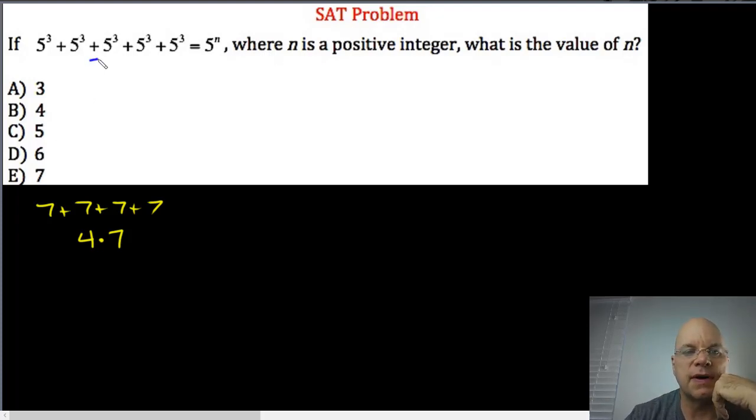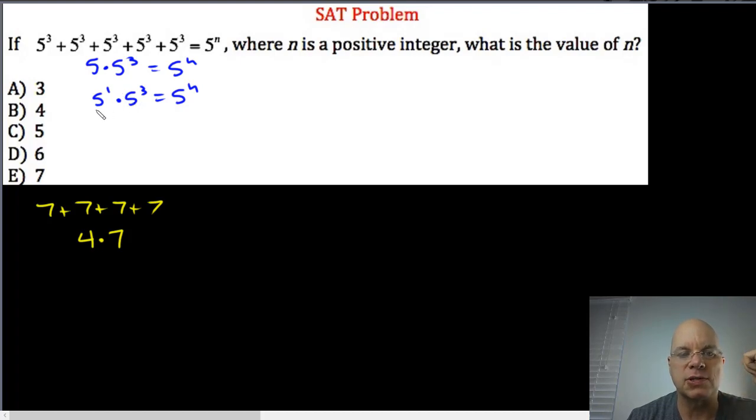So that's the same as 5 times 5 cubed equals 5 to the n. And since 5 is 5 to the first power, if you remember your rule for multiplying with the same base number, you just add the exponents. So that's 5 to the 1 plus 3, or 5 to the 4th, equals 5 to the n, so n must equal 4.